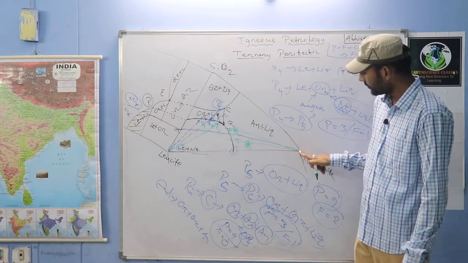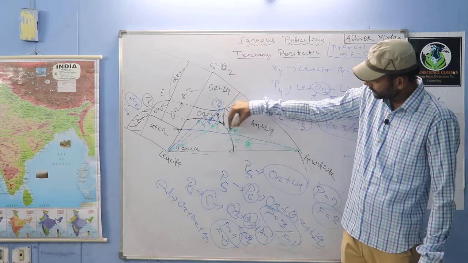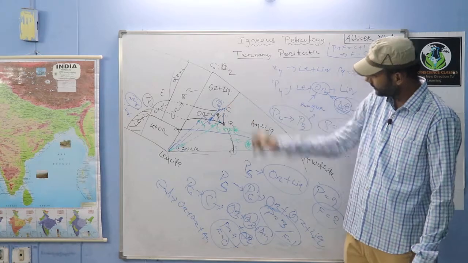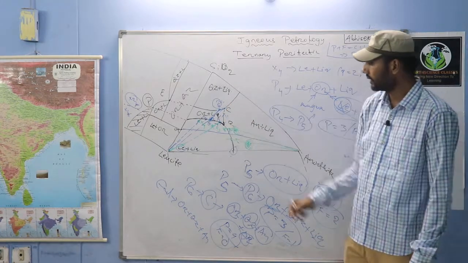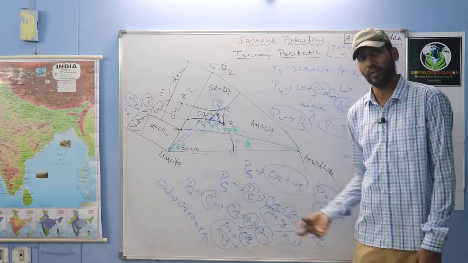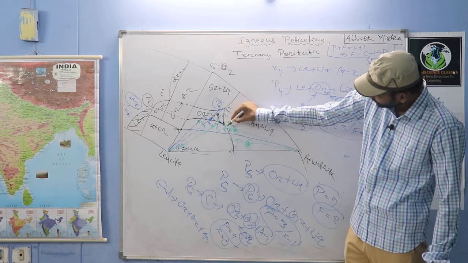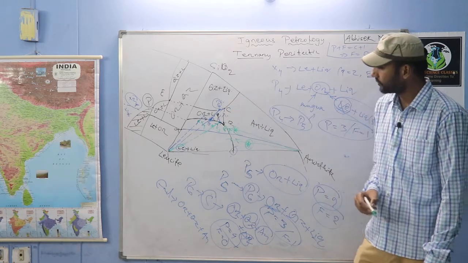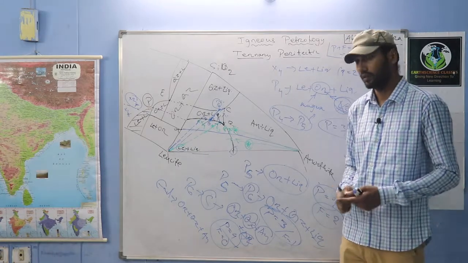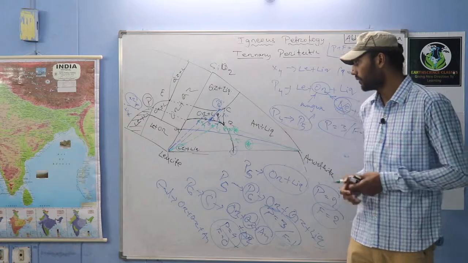Then I have to join this point with this point, and that will touch somewhere here, let's say at point Q. Then at point Q, you are getting anorthite plus leucite plus liquid. Then it will move towards R. Then at the reaction point, leucite is reacting with the liquid to form quartz.